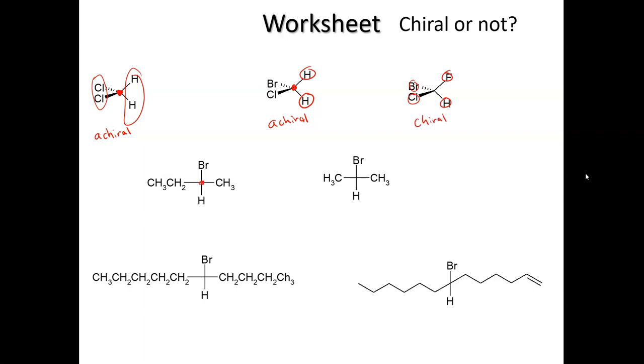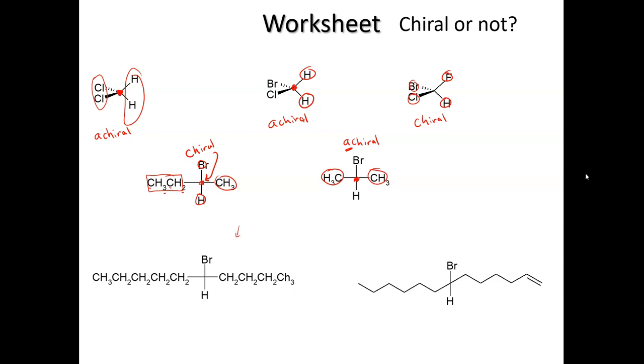Here's another carbon center. All of these carbons here have 2 or 3 things that are the same, so those could not be chiral. We have a methyl group versus an ethyl group. Those are different things, and a hydrogen and a bromine. So this is a chiral center. That center right there. Here's another carbon center. We have a methyl group and a methyl group, so those match, and that's going to be achiral. So that is not a chiral center.